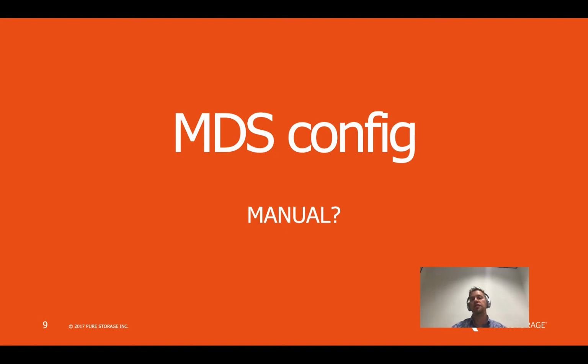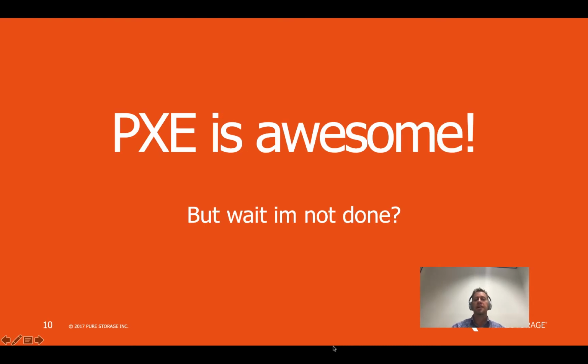Especially if you've got a large director class switch with multiple zones and multiple zone sets. Pixie is awesome, but wait, we're not done. I think everybody in their career has built a Pixie environment. They built a Pixie server, Pixie boot your Linux, CentOS, VMware, awesome. Maybe you even have a Kickstart file that builds it. But wait, how do we add it to the cluster? How do we present volumes? There's always more process, which is awesome.